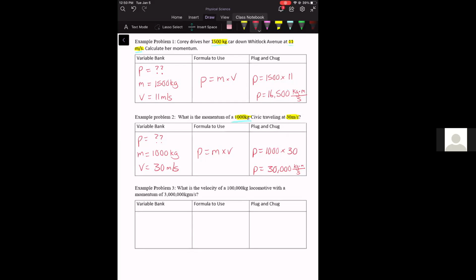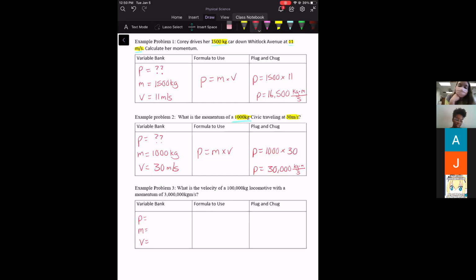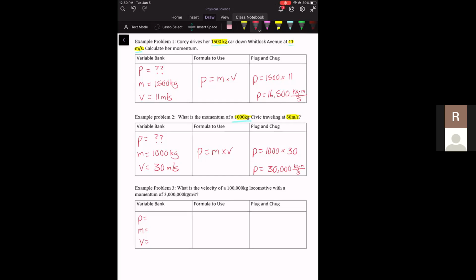All right, Gloria, are you there? Reagan, are you there? Can somebody tell me what we are looking for on this one? Velocity. Velocity. Yes, very nice. We're looking for velocity. So I'm going to put my question marks down there by the V.